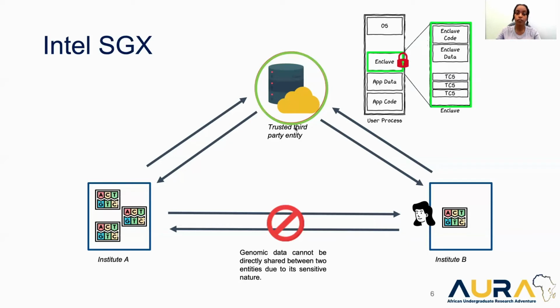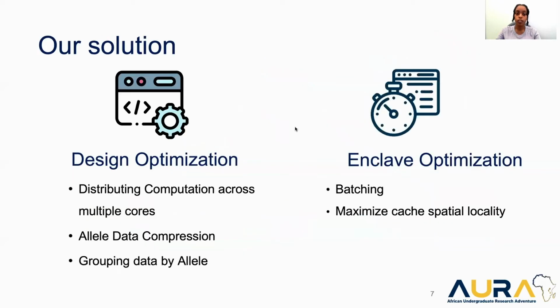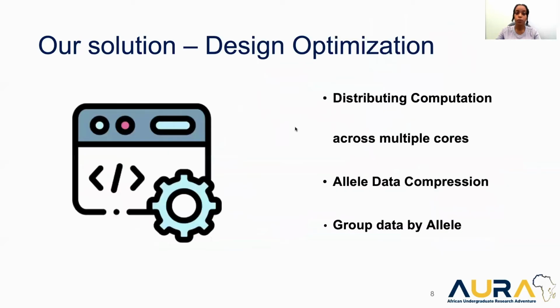While SGX solves the aforementioned security issue, it also adds additional computational overhead to the system. And our main goal in this project is to reduce the overall runtime required for GWAS in SGX. And for that, we proposed design and enclave-specific optimizations. By distributing computation across multiple cores and by representing allele data by fewer bits of information, we were able to reduce the overall runtime required for GWAS. And by grouping data by allele, we were able to bypass the memory limitation induced by SGX.